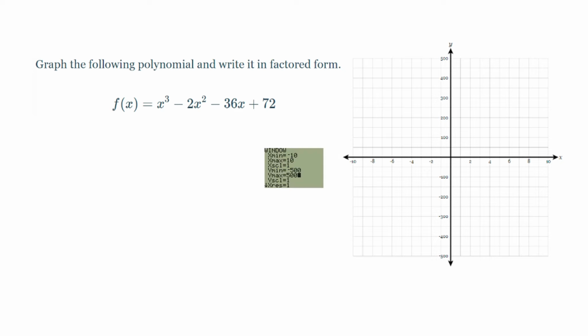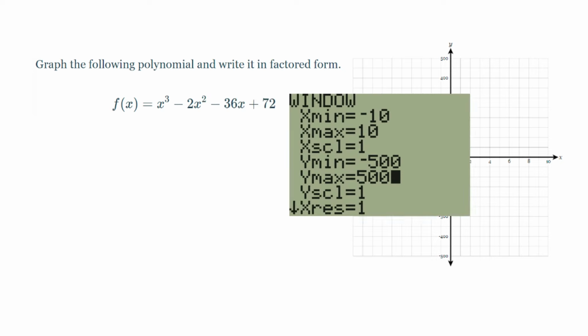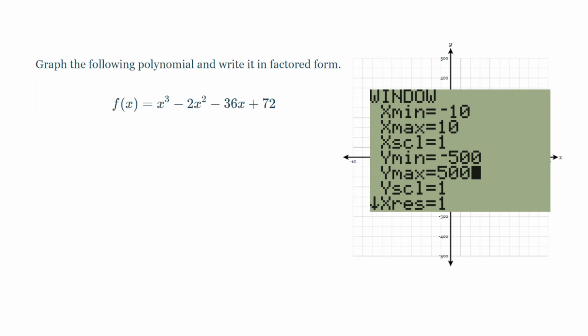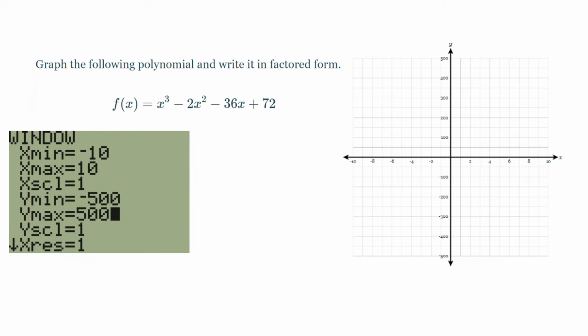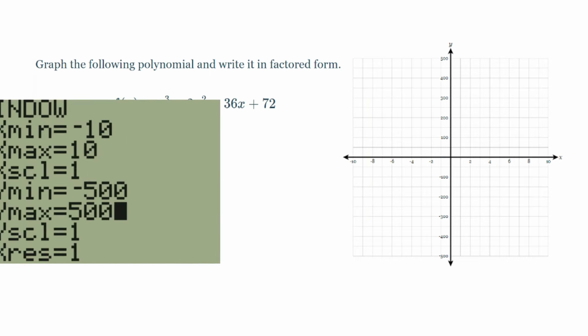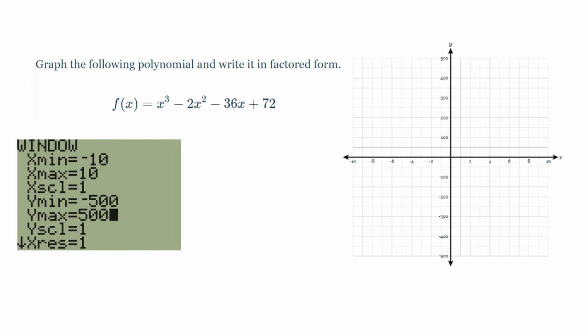So I'm going to set my window to match the graph. The only thing that doesn't match is my Y scale is 1. I guess you could technically change that to 50. I rarely ever change a scale, because it just changes the number of tick marks. But the calculator usually does whatever anyway. All right, so when we graph this thing, we're going to get a good idea of what we're looking at. That's what we're looking at.